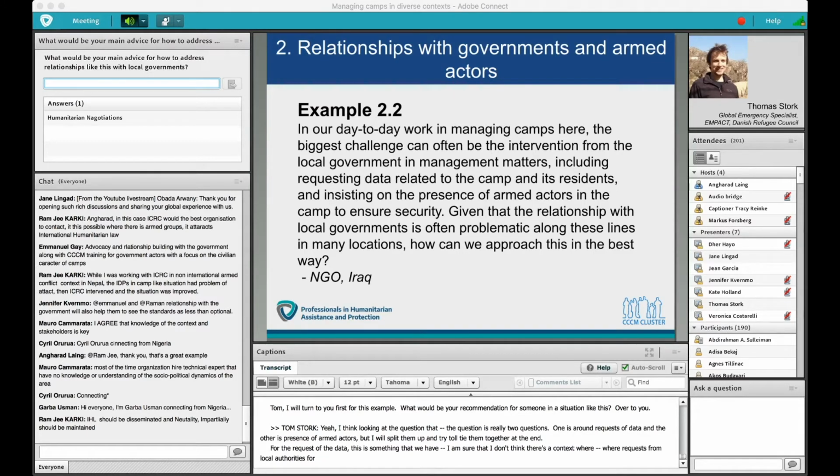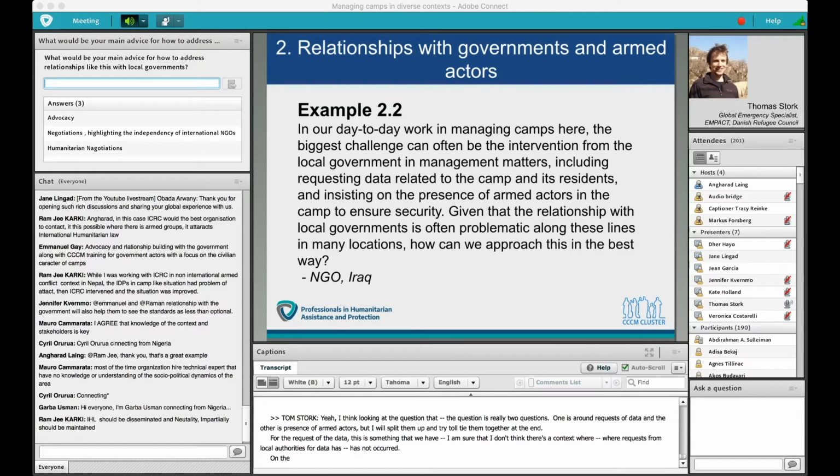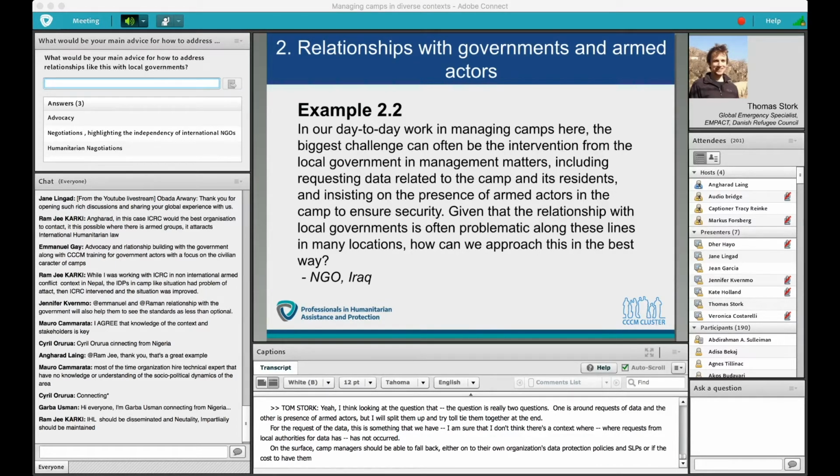On the surface, camp managers should be able to fall back either onto their own organization's data protection policies and SOPs, or onto those of the cluster, if it has them in place. However, for local authorities, that is very unlikely to work as either a block or as a way of establishing a relationship.